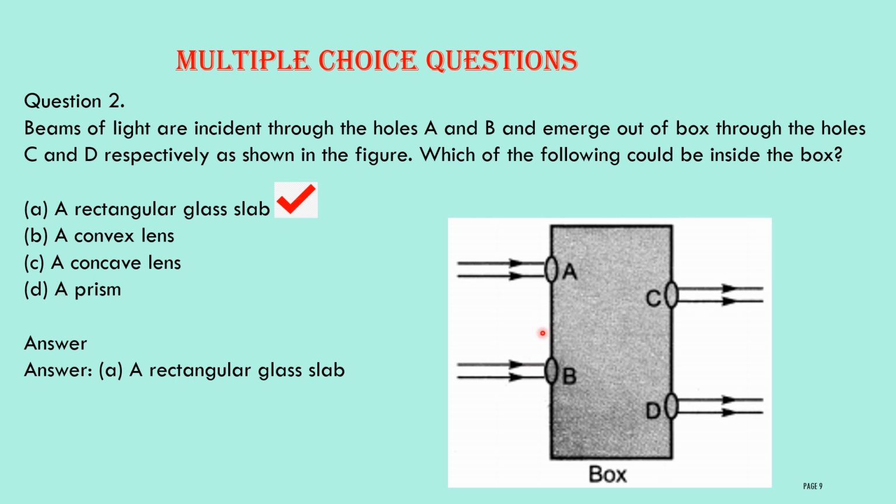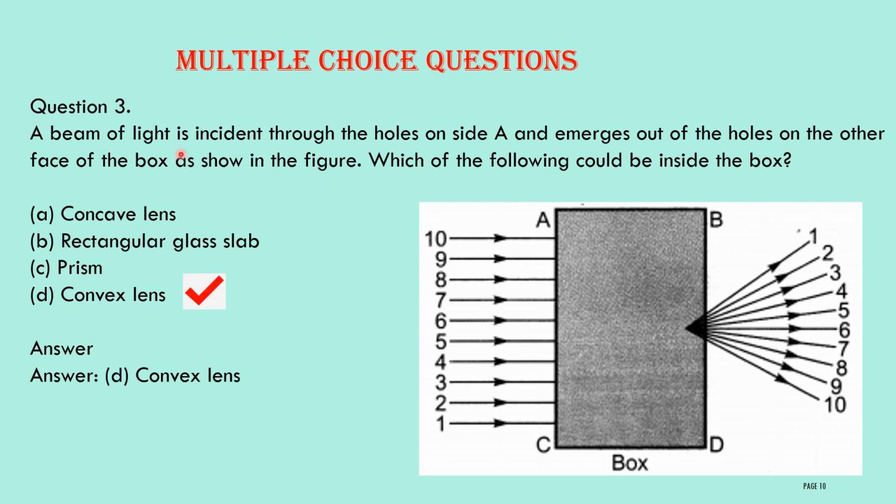Let us verify here. If it is a rectangular glass slab, and the incident ray is incident at the points A and B, then at the point A inside the glass slab it will get refracted, and at the point C the refracted ray will emerge. Then at the point B the incident ray falls on the glass slab and again gets refracted, and at the point D it will emerge. This will happen only in the glass slab. Therefore option A is the correct answer.